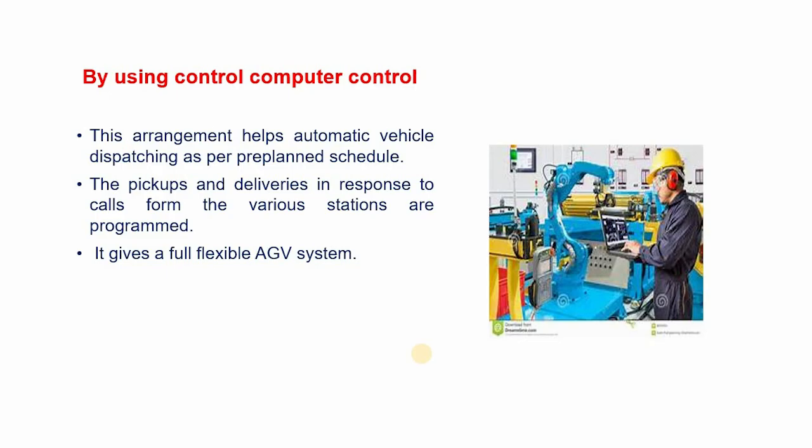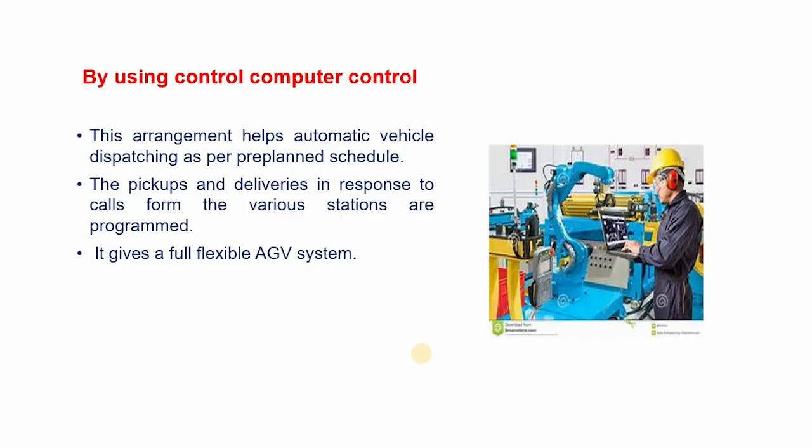Another one is by using computer control systems. This arrangement helps automatic vehicle dispatching as per a pre-planned schedule. So here, automatic vehicle dispatching is based on the pre-planned schedules. The pickups and deliveries are in response to the calls from the various stations or programs. So based on the calls from the various stations, the pickup and delivery of the materials is based on the programs. It's working based on the computer control, so it's called computer control automated guided vehicle systems.